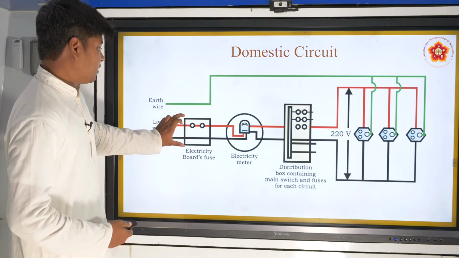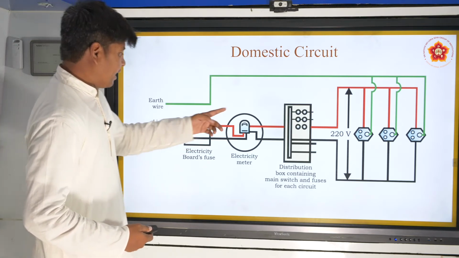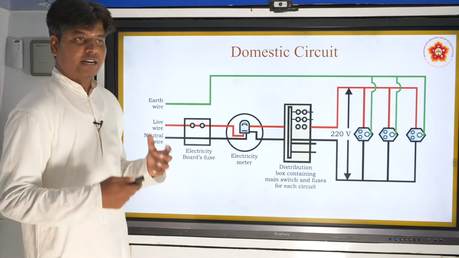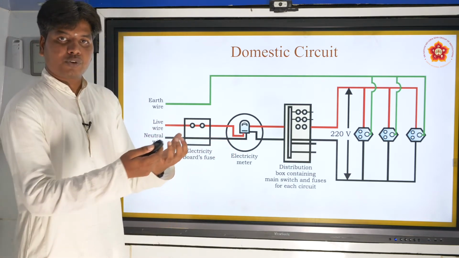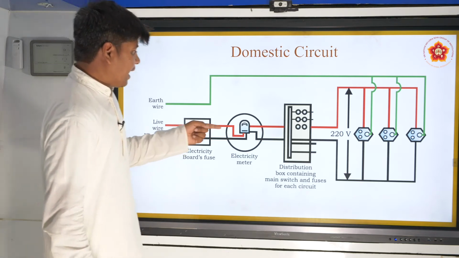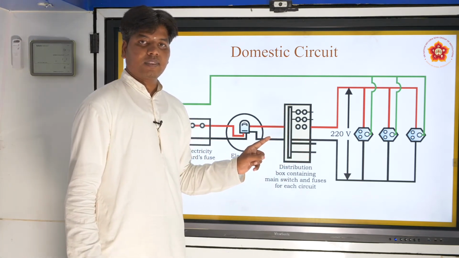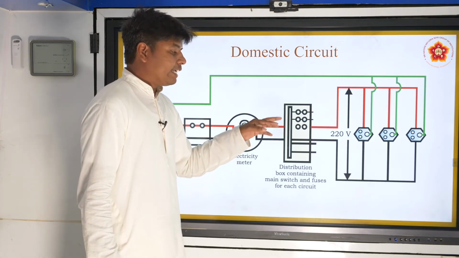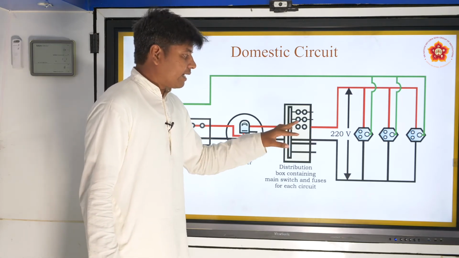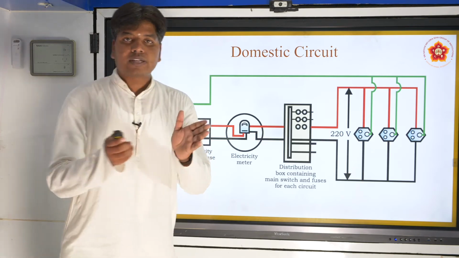Okay. So for safety precaution, it goes through an electric fuse, which we'll study in the later part of this session. Then it goes through the electric meter, because the electric board needs to know how much current you are drawing, right? And then it goes into the distribution box.